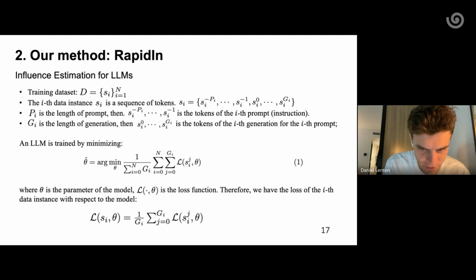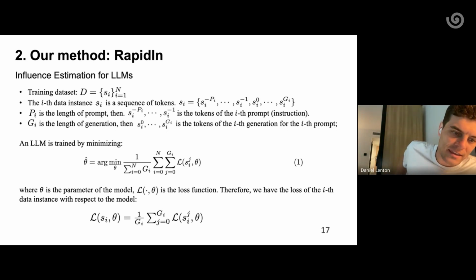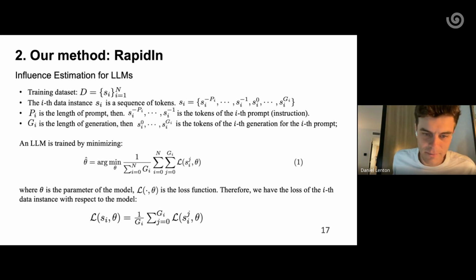And then, the last thing, therefore we have the loss of the ith data instance. So the loss of this token in the training data generation is basically the sum. Okay, I understand. So you're saying that the loss of the ith training example is a sum of the loss of each of its tokens. Yeah, that's correct. Okay, makes sense.